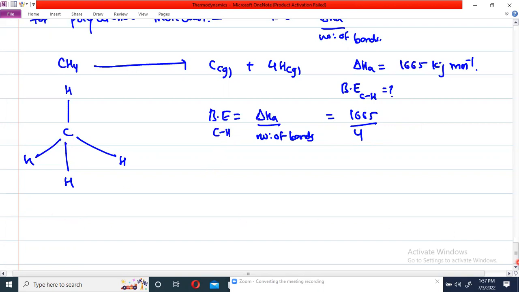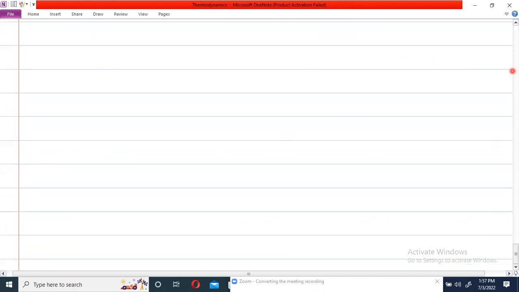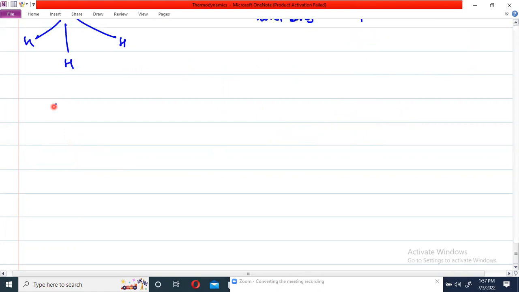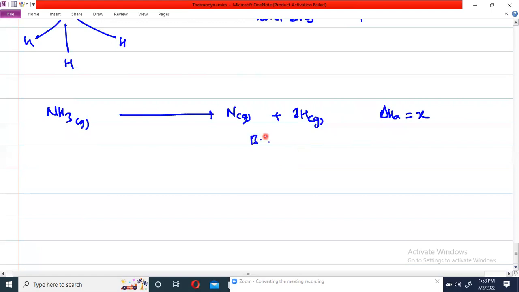But one more example I'll tell you. After CH4, we'll go with one example of ammonia. Suppose this is ammonia, it is in the gaseous state. I'll get the nitrogen atom in the form of gas and 3 hydrogen atoms in the form of gas. Let us say heat of atomization they give as X, and they're asking what is the bond energy of nitrogen to hydrogen. But how to calculate? It is delta HA divided by number of bonds. For ammonia, it is NH1, NH2, NH3. So X by 3 is the bond energy of an NH bond in ammonia.